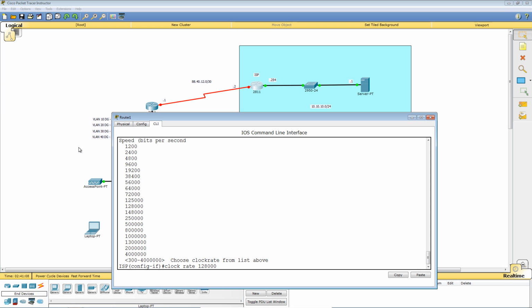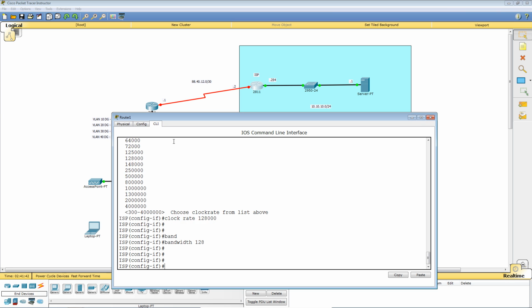Now bear in mind the clock rate is measured in bits per second. The clock rate controls the speed of that link, really. I'm going to also type bandwidth. Now the bandwidth is measured in kilobits per second, so thousands of bits per second. So if I've got a clock rate of 128,000, I need to divide that by 1,000 to give me the bandwidth. So 128,000 divided by 1,000, of course, is 128. So whatever your clock rate is, because that's in bits and your bandwidth's in kilobits, just divide your clock rate by 1,000.